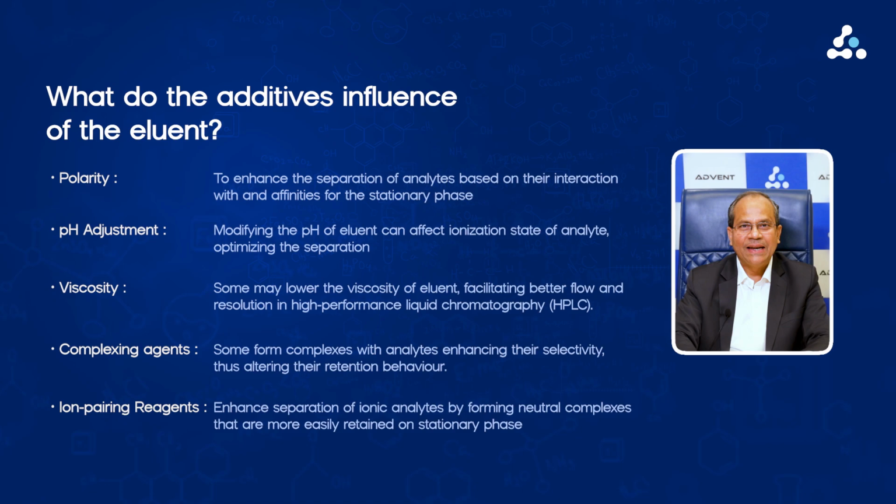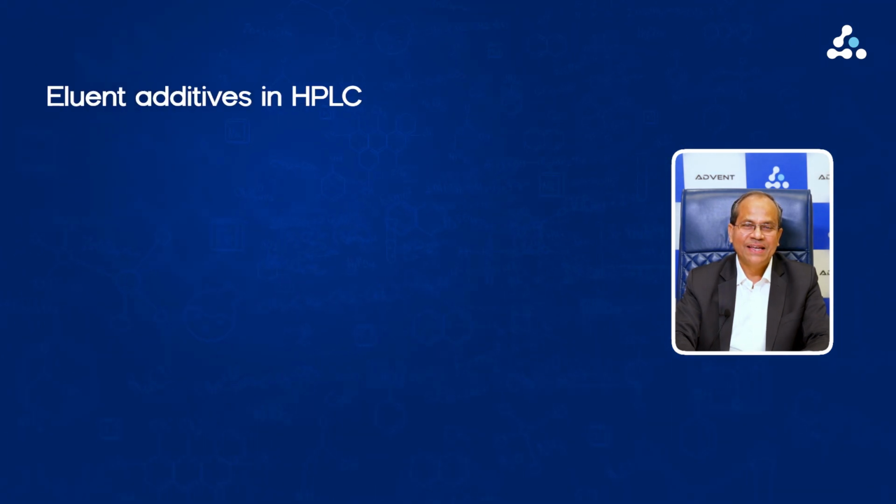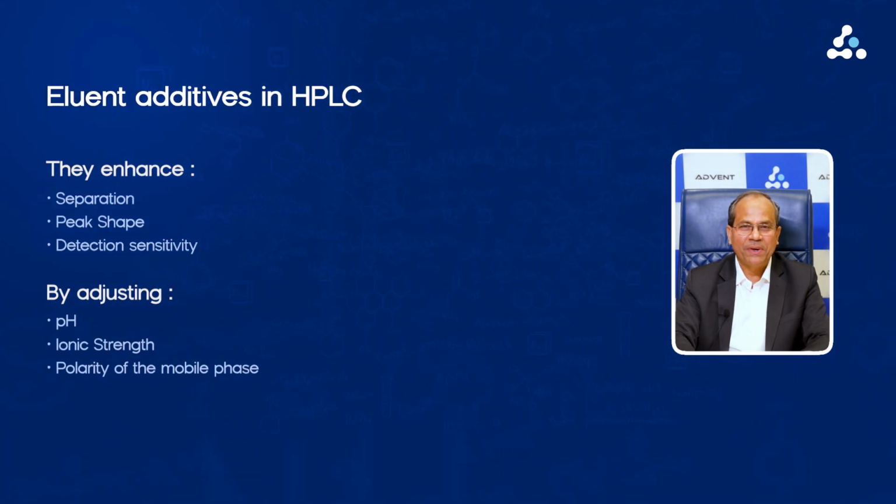Some of them, like ion pairing reagents, accelerate the separation of ionic analytes by forming neutral complexes that are more easily retained on the stationary phase. Basically, these eluent additives enhance peak shape, separation and detection sensitivity by adjusting the pH, polarity and ionic strength of the mobile phase.